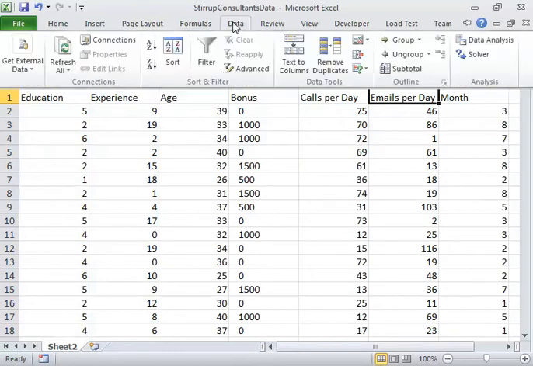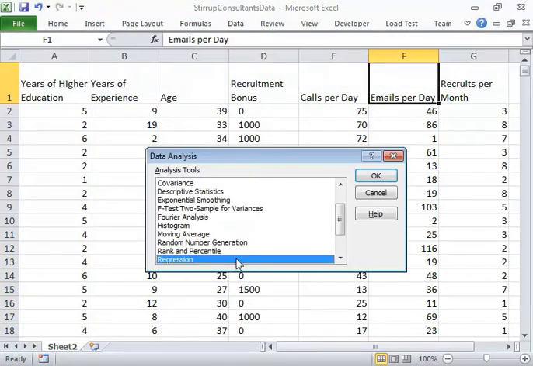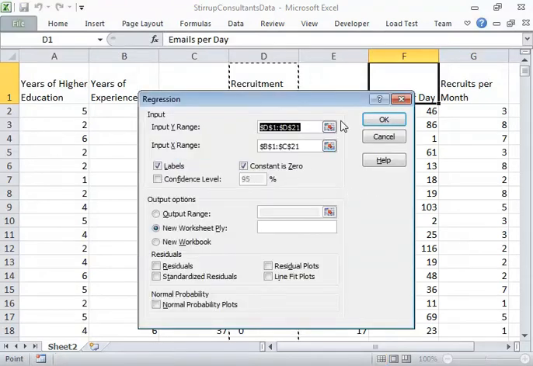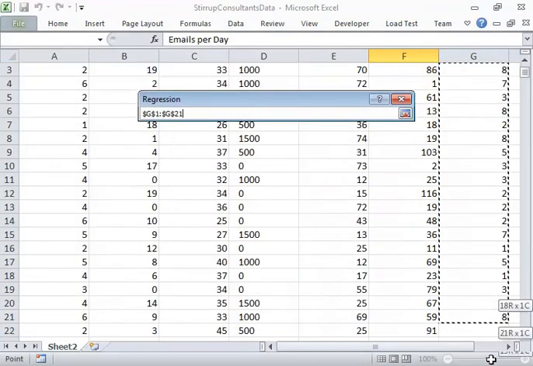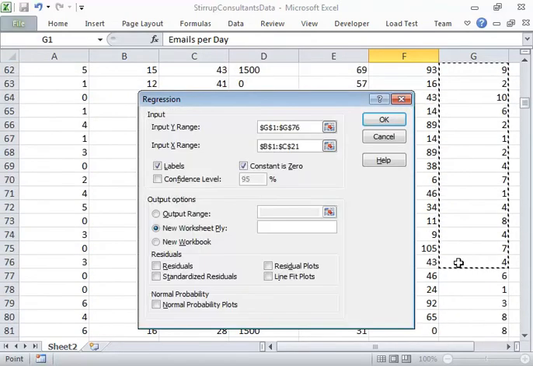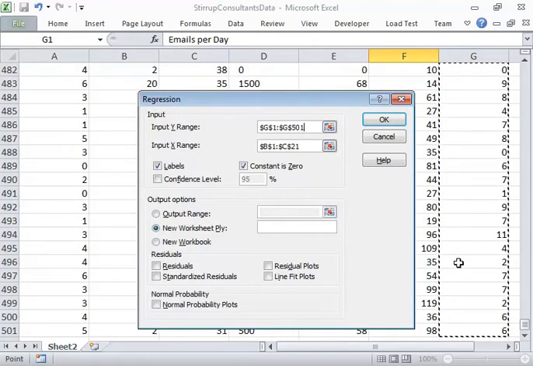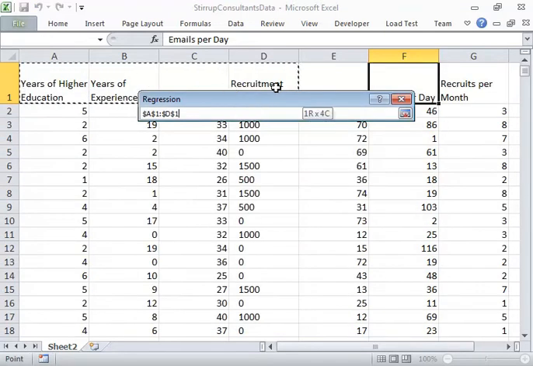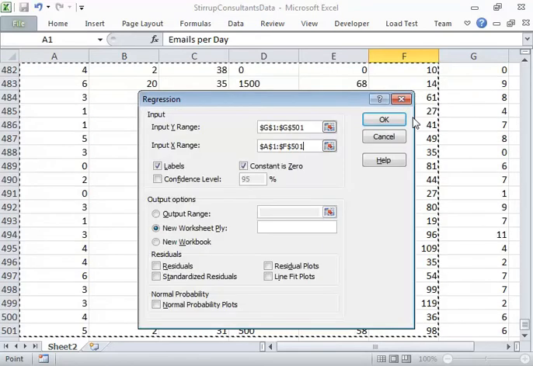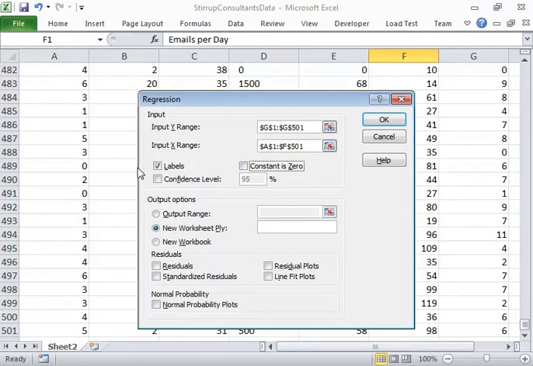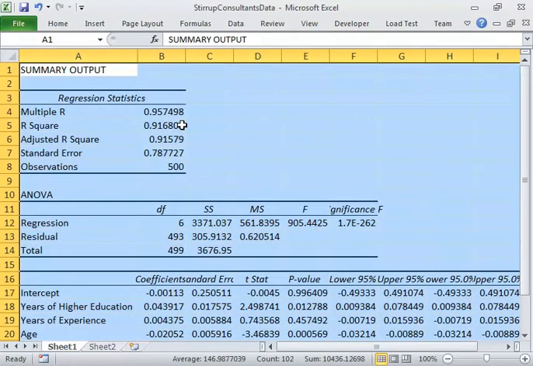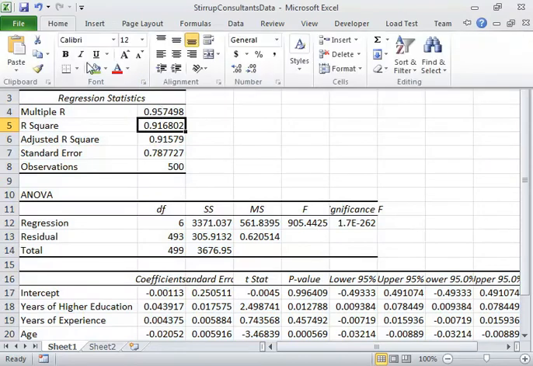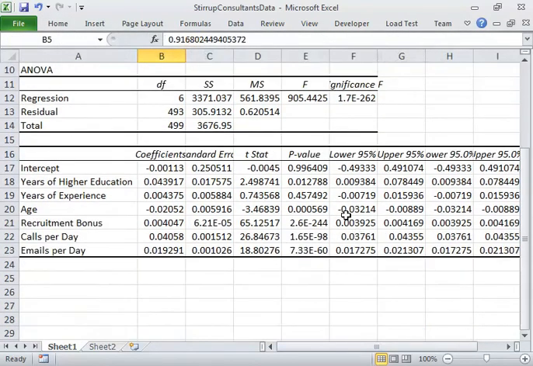So let's do our regression. And our Y, our dependent variable, is recruits per month. And our independent variable is everything else. We have labels, and we're going to run our regression. Our first R squared is 91%, 91.5%, which is really good. But our p-values are a mixed bag.